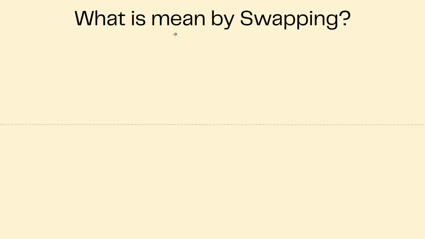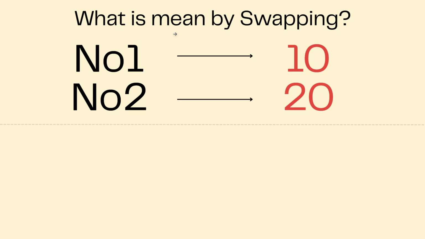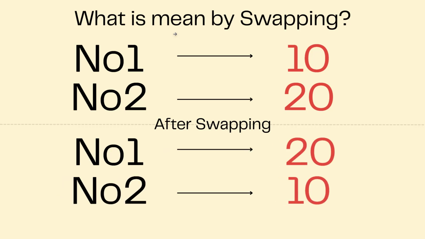Now to understand this, we'll see with the help of examples. Suppose number 1 has 10 value and number 2 has 20 value, and we need to swap these two numbers. So after swapping, the value in number 1 will become 20 and the value in number 2 will become 10. So our first approach is we can use a third variable to swap these two numbers.